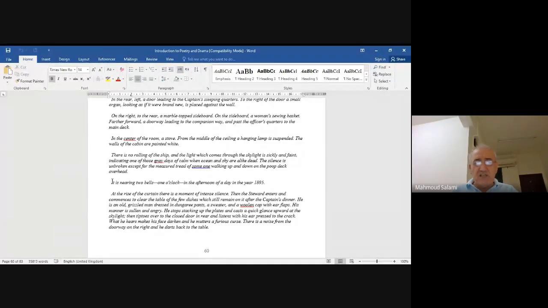Notice the lovely description of the steward as an old grizzled man, a rough man. Again, dungaree pants and sweater and so on. The way he's described, I think, is very dramatic here.